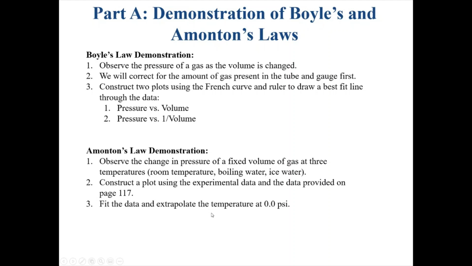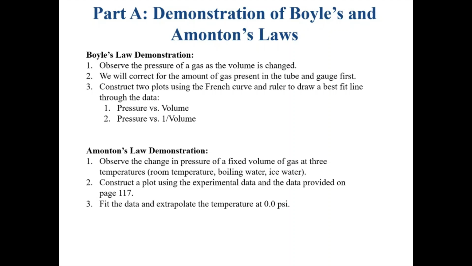Okay, so this lab is broken up into two parts. The first part is a demonstration. You're basically not missing out on this demonstration at all, because we would literally do this as a demonstration in class, so you'd watch us do this in front of you. So we have a video of the Boyle's law demonstration. I'm going to show you that in a second.